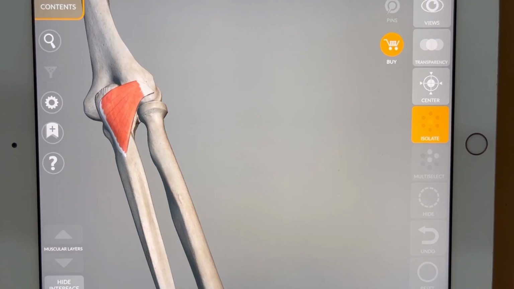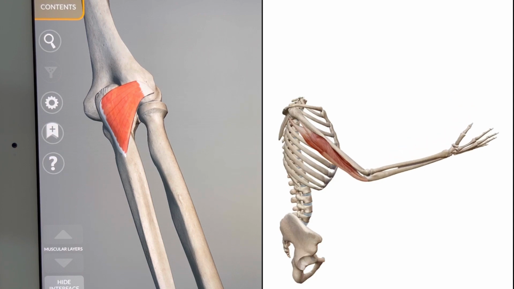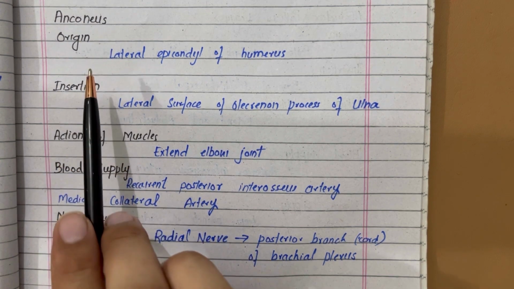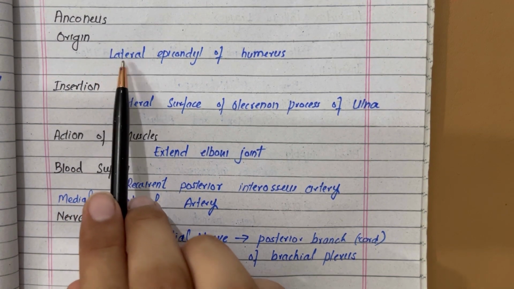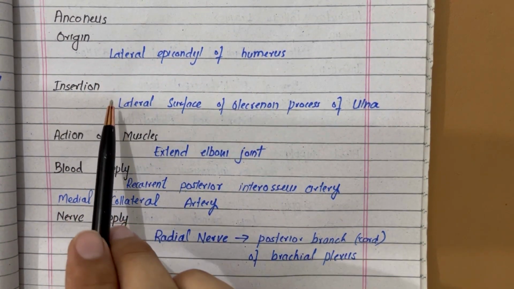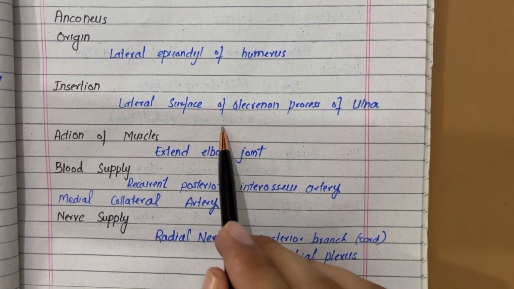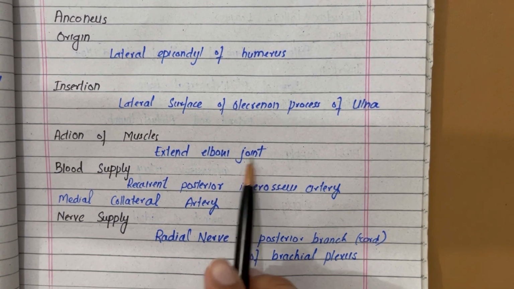Now student, moving toward the action of the anconeus muscle. So it plays an important role in the extension of the elbow joint. Now student, as we have discussed the anatomy of the anconeus muscle, here we will overview this muscle. It originates from the lateral epicondyle of the humerus bone and inserts into the olecranon process of the ulna. It plays an important role in the extension of the elbow joint.